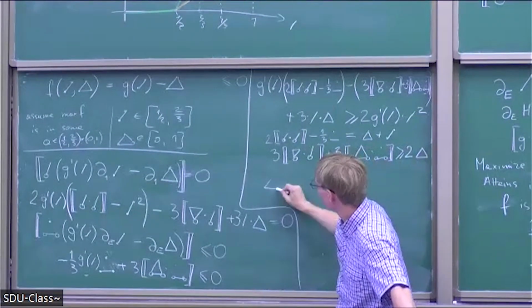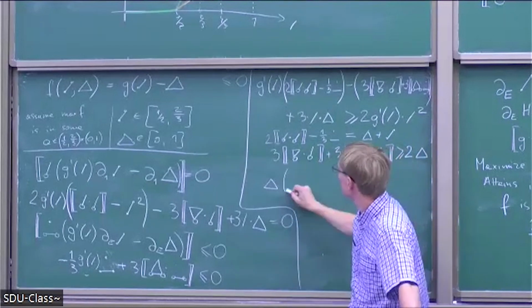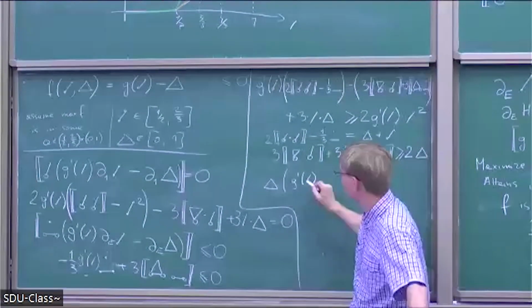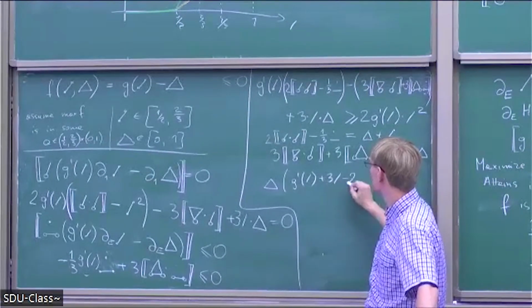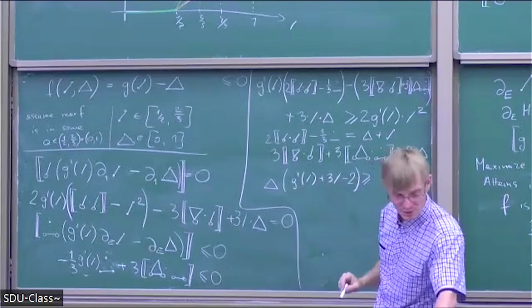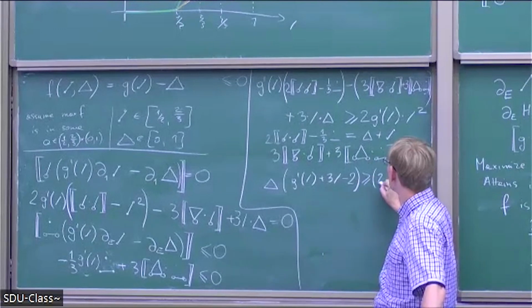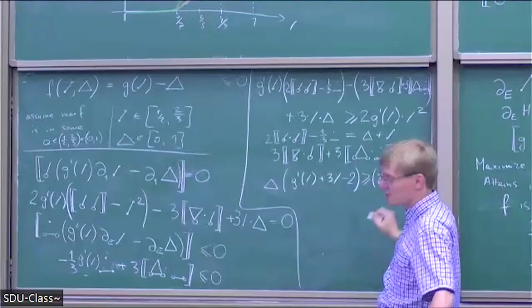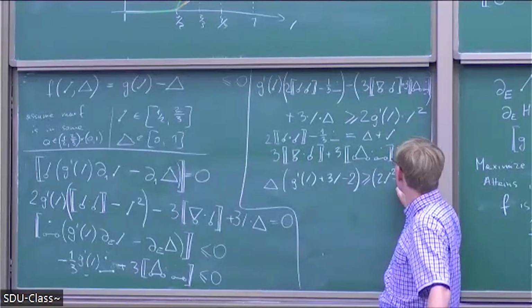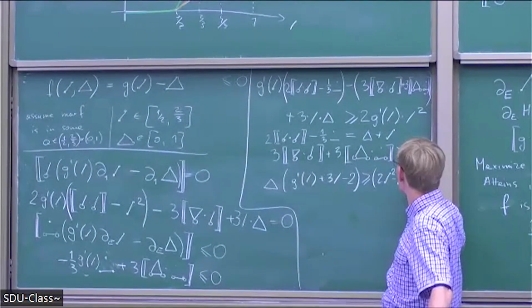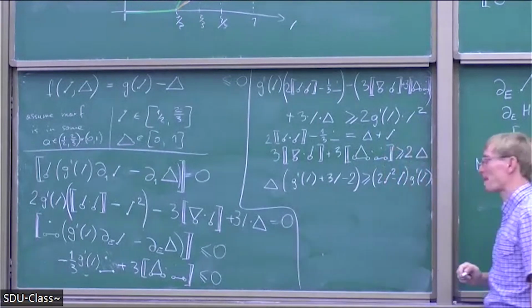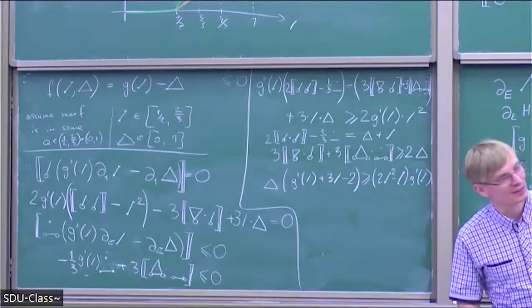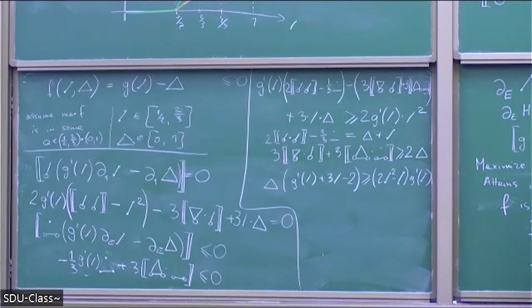So from here I get just triangle times g prime h plus 3 times h minus 2. And on the other side, we get 2 times h squared minus h times g prime h. Okay, this sounds bad, but it's not as bad as it seems.